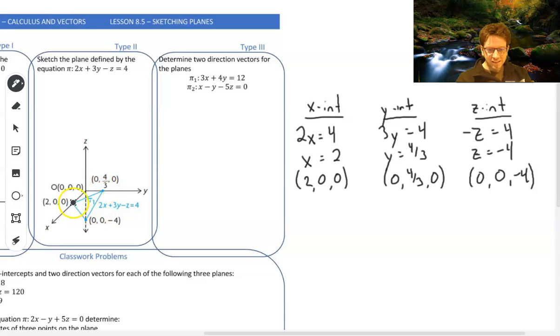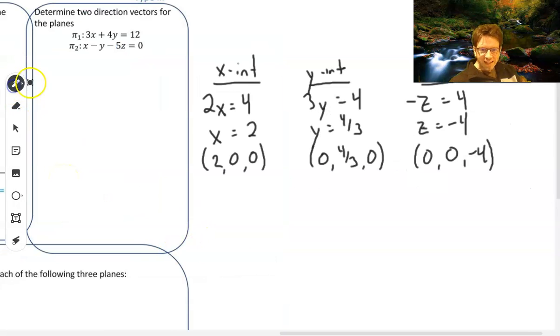So I've drawn each of those points, and remember how we can define a plane. We can define a plane with 3 points, so just connect those points. There's your triangle, and you can extend that outwards to infinity again. So in our last example, problem number 3, we have 2 planes here, and we're going to find 2 direction vectors for the planes. So it's like 2 separate questions, part A and part B.